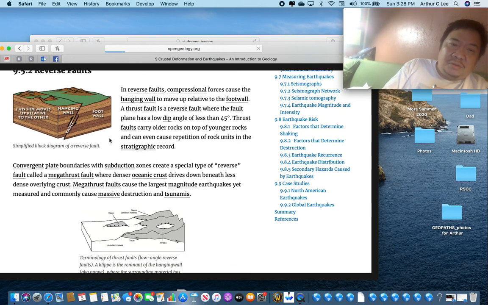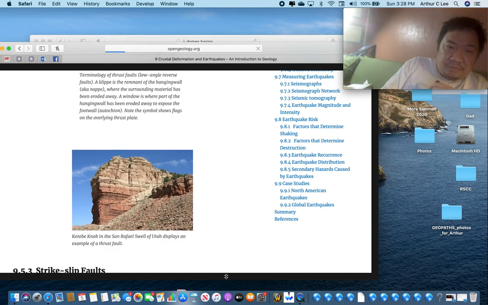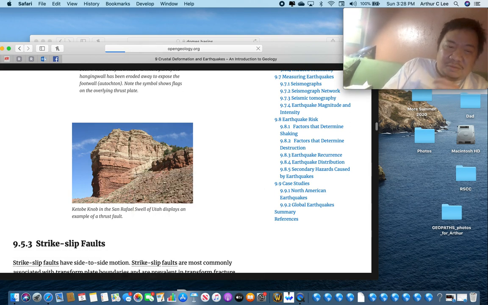Here's a reverse fault. And you need to be able to recognize what a reverse fault looks like. You should know this is a hanging wall, and the hanging wall has moved up. Therefore, this must be a reverse fault. Here's a thrust fault. You can see the hanging wall, and you can see the foot wall. The hanging wall has moved up just like with the reverse fault, only this angle here is not as steep. So that's why we call this a thrust fault.